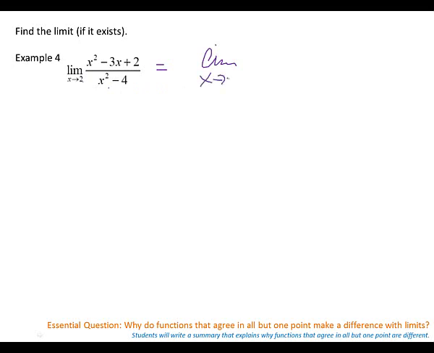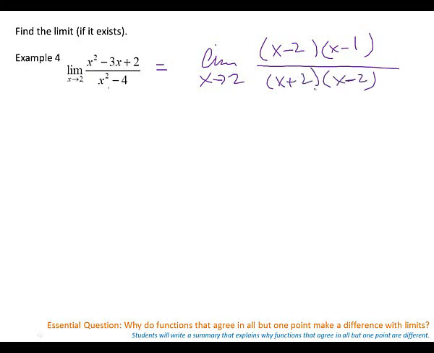This time it looks like I need to factor both the numerator and the denominator. So, numerator, you're working on it, right? x minus 2, x minus 1. Okay, and then the denominator is what? x plus 2, x minus 2. So what's going to cancel? And what do we call it when it cancels like that? That's a hole. Okay, so when it cancels, it's a hole. So I'm left with the limit as x approaches 2 of x minus 1 over x plus 2.